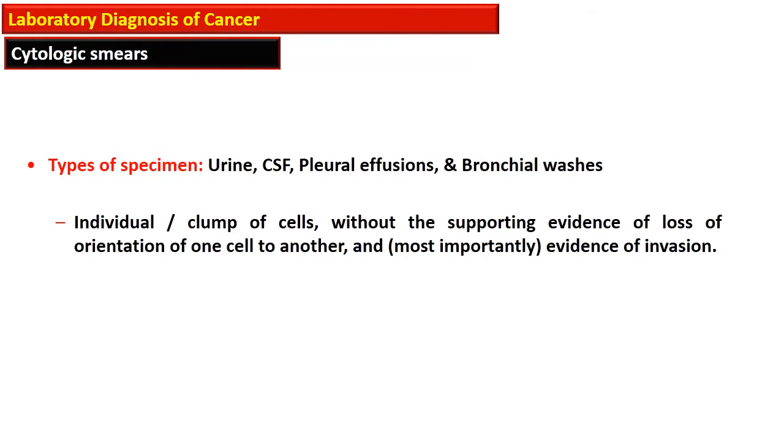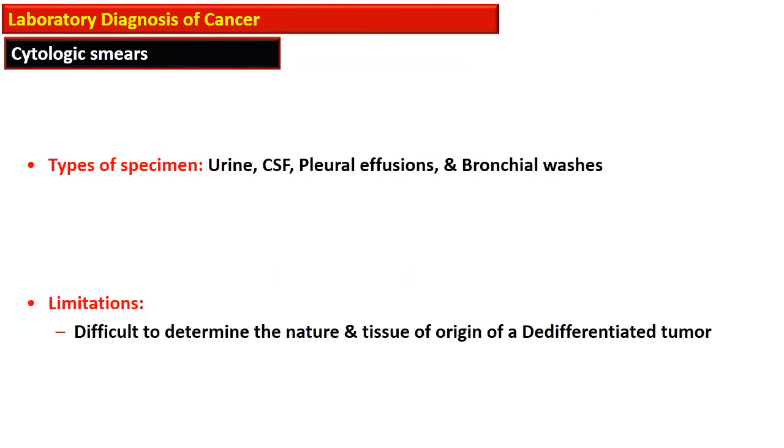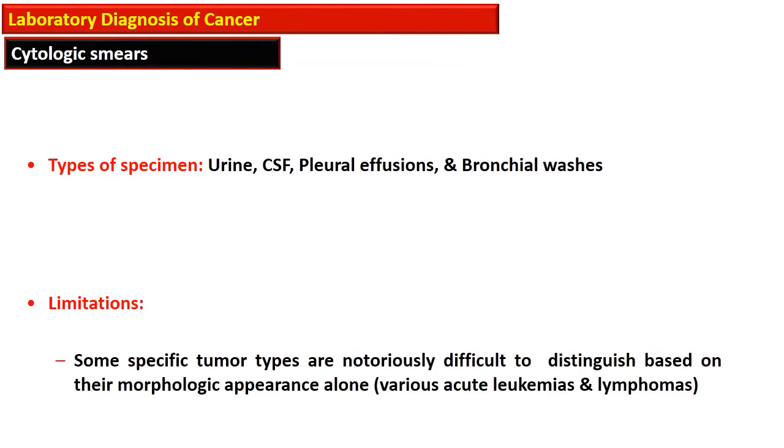There is no supporting evidence of the loss of orientation, and no comment can be made on the evidence of invasion. The cytologic smear only permits differentiation among normal cells, dysplastic cells, and malignant cells. So in some cases it is difficult to determine the nature and tissue of origin of the differentiated tumor. That is the limitation of the cytological smear.